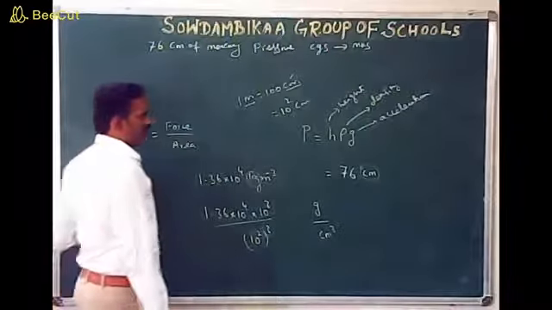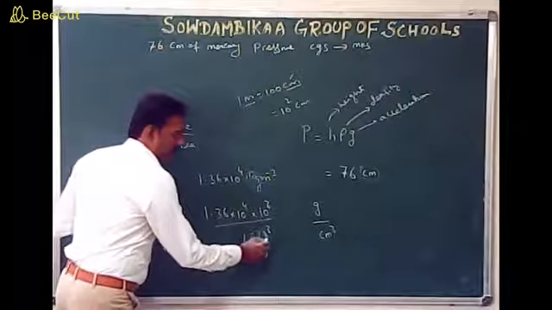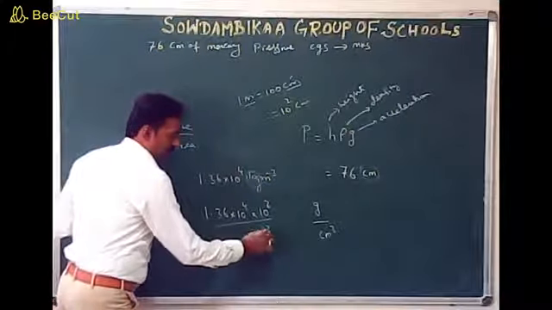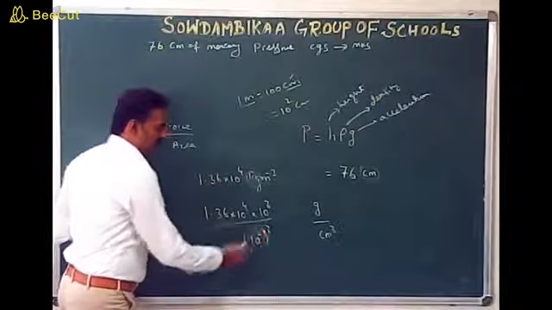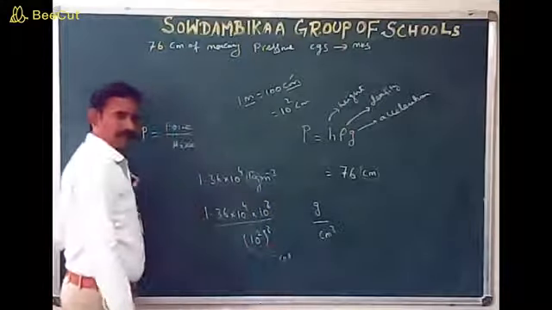Then we see 10 power 2 power 3. At the time of squaring, the powers we have to multiply. So this value is equal to 10 power 6.